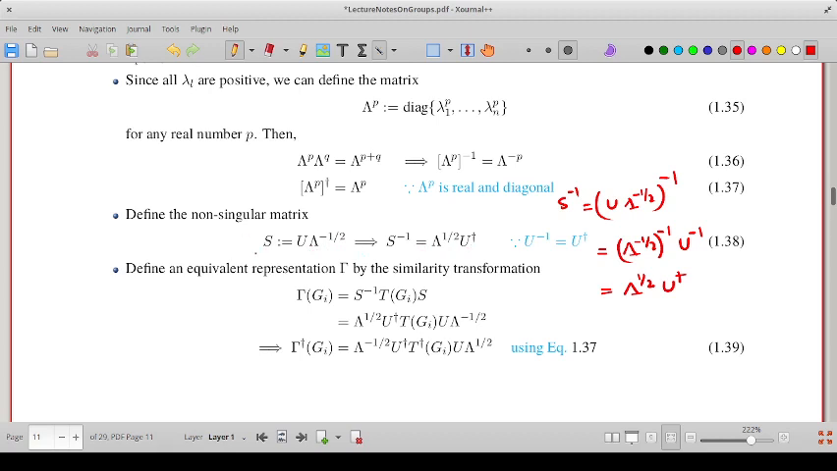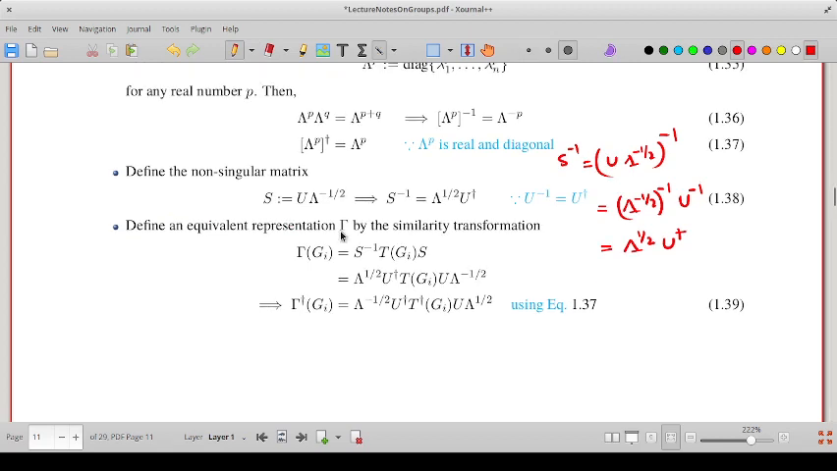Now once we have got this non-singular matrix, starting from the representation T, we can define an equivalent representation by the following similarity transformation. We call the new representation gamma. So gamma g_i is equal to S inverse T g_i times S.